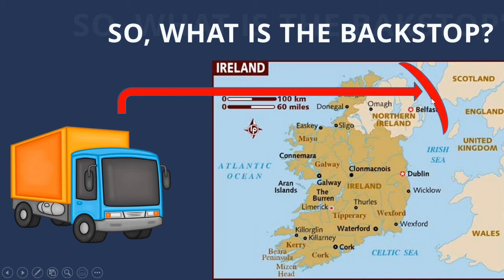Okay, so the backstop would be to set up a system of customs control for goods leaving the UK and entering Northern Ireland, or leaving Northern Ireland and entering the UK. But this would mean Northern Ireland would be a part of the UK that remains within the EU, that has to abide by EU regulations. And people do not like this at all.